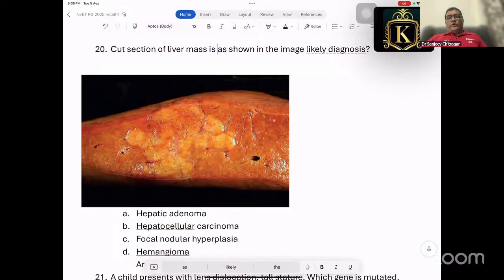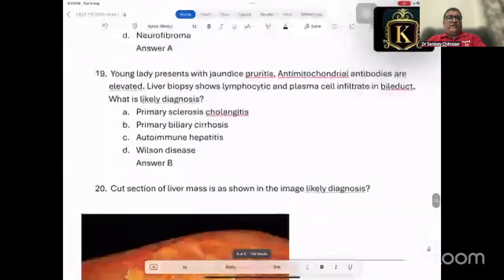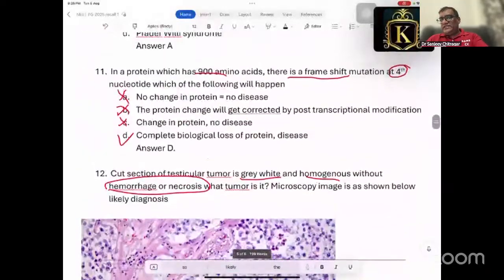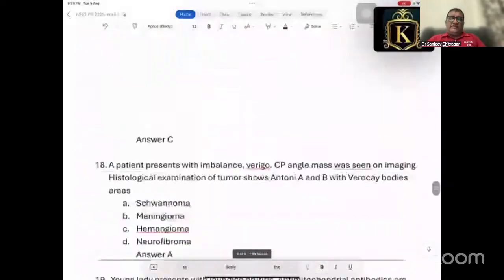So we have discussed all the questions of pathology, and all the questions were discussed in class. I would say 100 out of 100, all questions were discussed in the classroom here. With your basic understanding and concepts, you could have answered them, right?